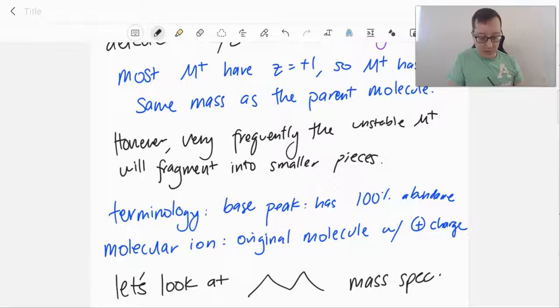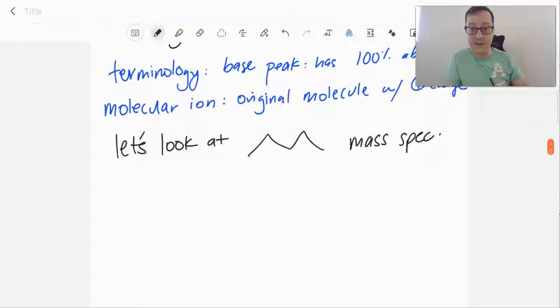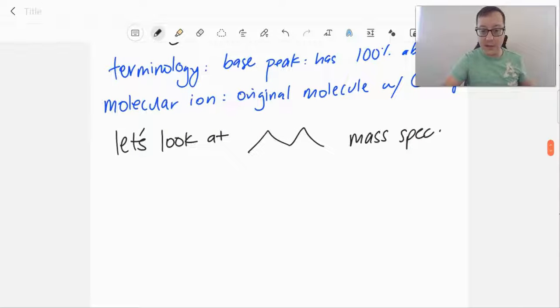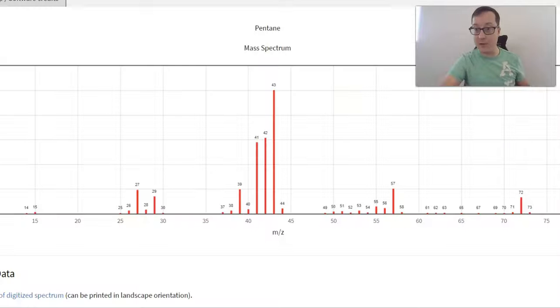One thing that we want to note is that we have something called the base peak, which will be our highest abundance within the spectrum. That's not necessarily the molecular ion. The molecular ion itself is our original molecule just minus one electron. And so it will have the same mass as our original molecule. And so these two do not need to be the same, as we will see with the mass spectrum of pentane. So let's take a look at that and see what we can figure out.